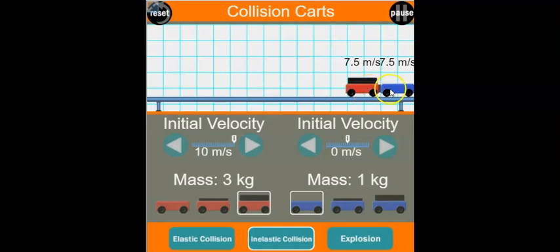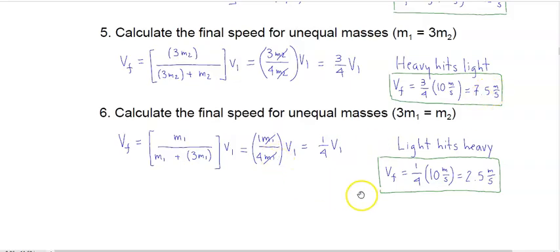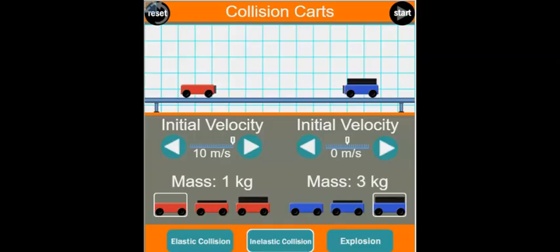the heavier vehicle. However, in the opposite situation, if the truck was at the red light and a much smaller car from behind crashed into it, the two of them would only move together at 2.5 meters per second. So the car had an original speed of 10 meters per second, but after crashing into the back of the truck, it gave most of its momentum to the truck and lost most of its speed in the process. Let's take a look at this in the simulation.